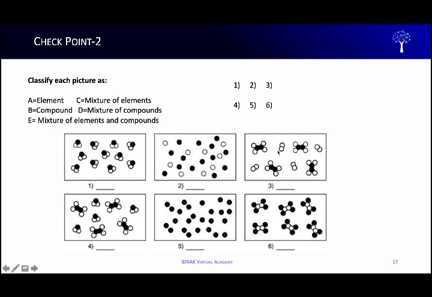3, also we can see that we have two types of particles. One of them looks like an element because the two atoms are identical, and the other looks like a compound, so this is a mixture of elements and compounds. Number 4, also we have two types of particles and both are compounds, so this is a mixture of compounds. Then 5, we just have one type of element, so this is an element, and in 6 we have a compound, and you can find the answers over here.